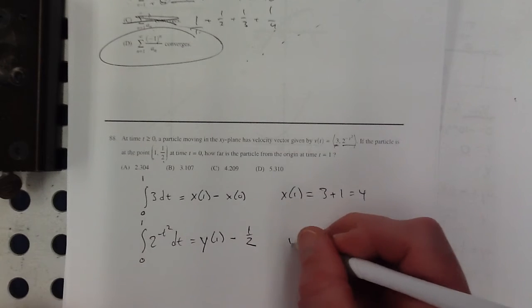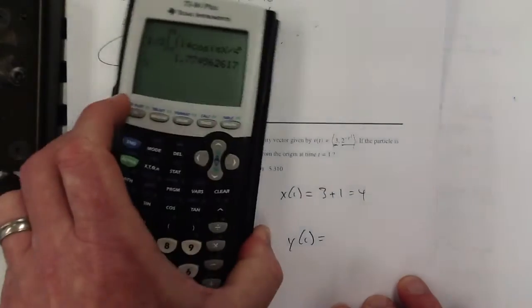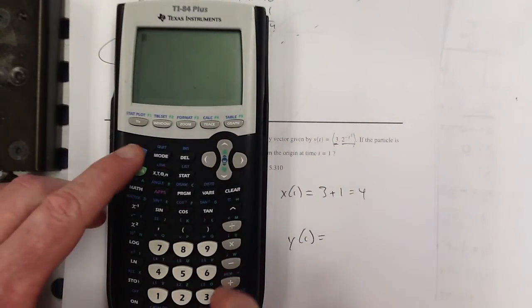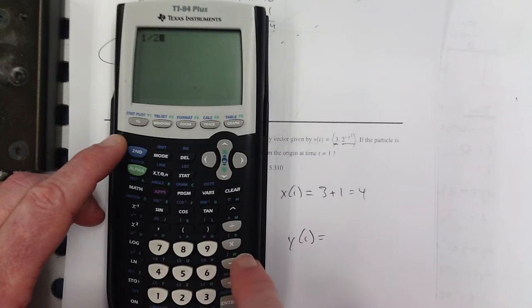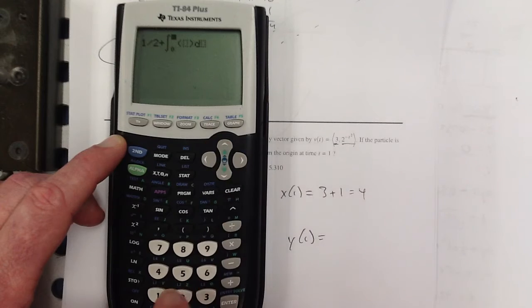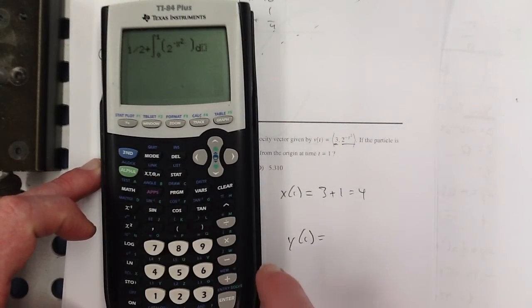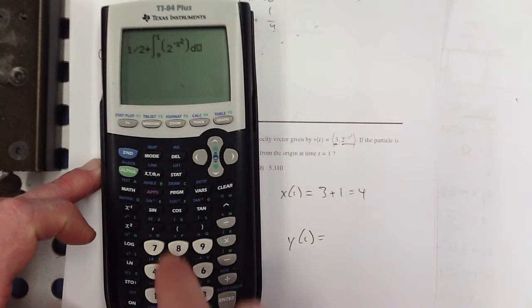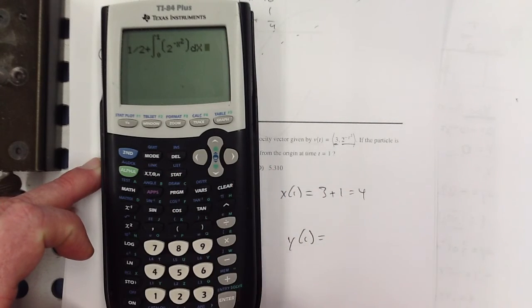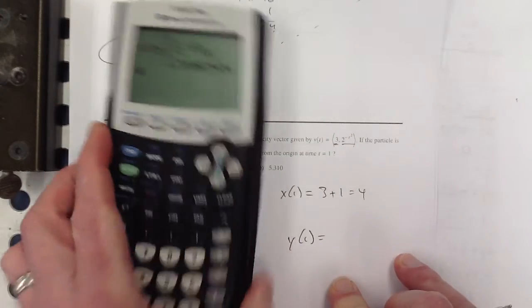So I need to find this with my calculator and then add 1/2. Negative t squared, is that what it is? So that should be my y position, 1.310.